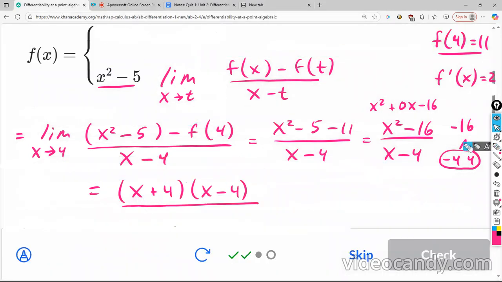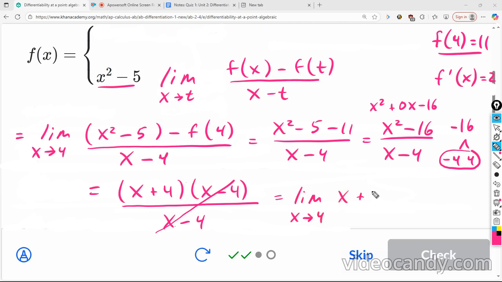All right, so that is divided by x minus 4. And of course, x minus 4 over itself cancels. We're left with x plus 4. It's the limit as x approaches 4 of x plus 4. And if we sub in 4 in place of x, of course, that's 4 plus 4, which equals 8.